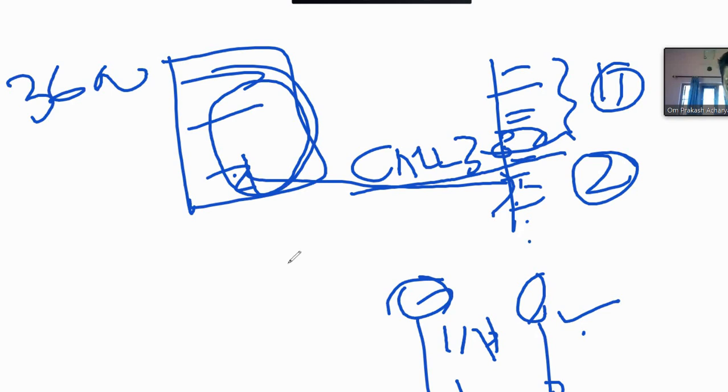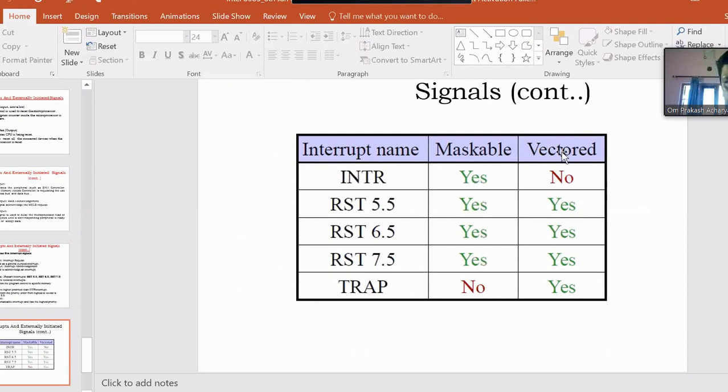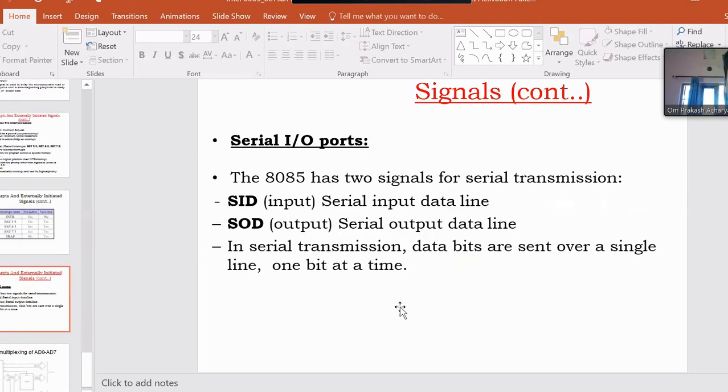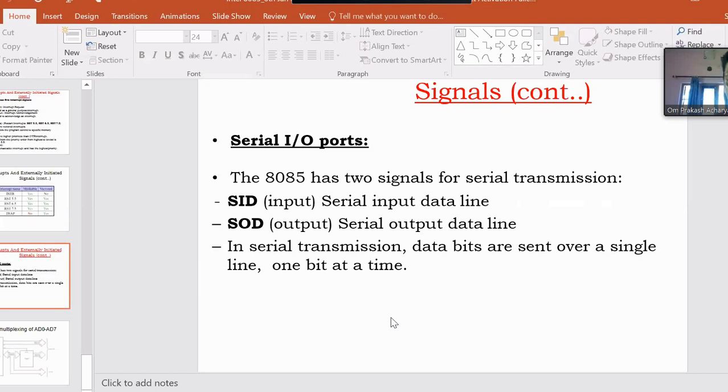So these are there. Please look here. Maskable: INTR, these are maskable, but TRAP is not maskable. You cannot mask it. Then vector: INTR is not vector, all others are vector. And another is hardware and software. So after that, the serial input pin is there, serial output, nothing else is there.